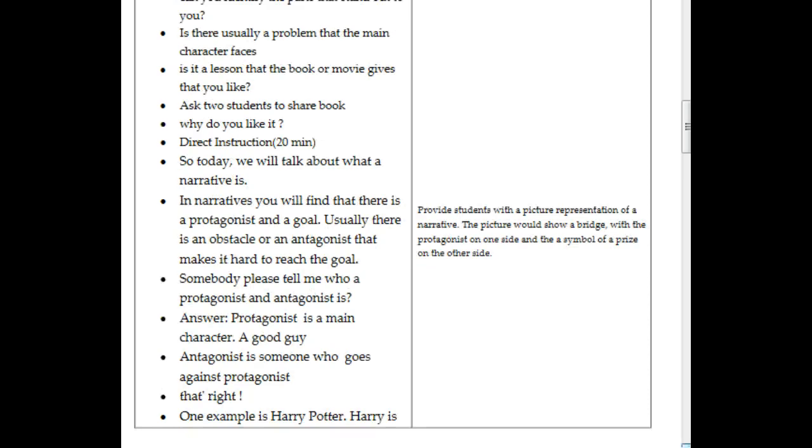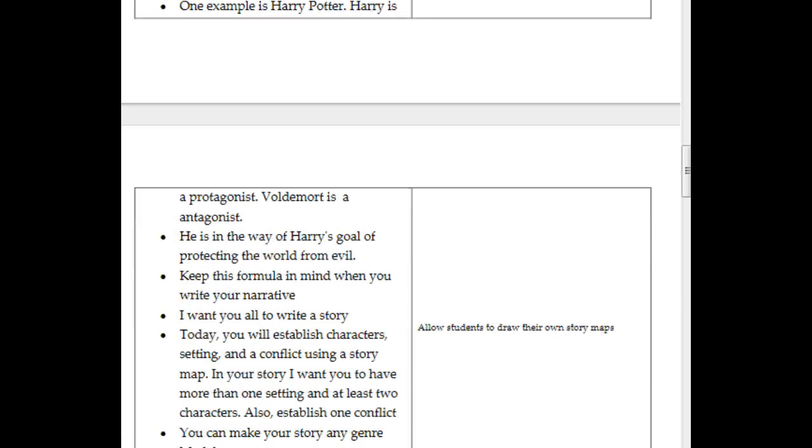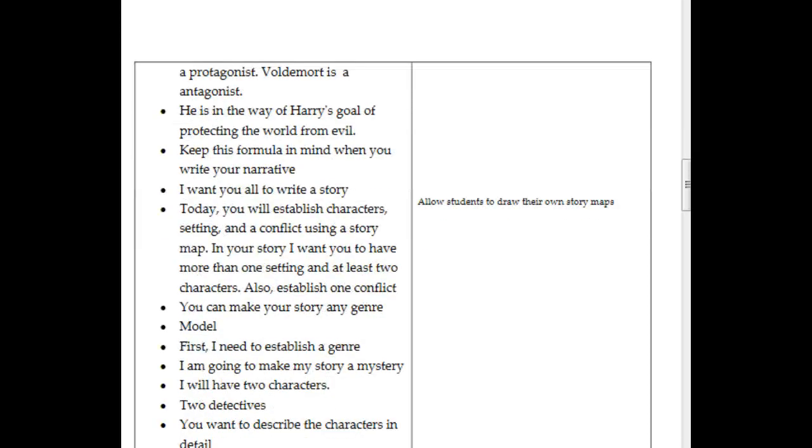All right, so you move into what is a protagonist and an antagonist, and that's good. And then you use a really common example, Harry Potter, and that works, okay? When you say this, I want you all to keep this formula in mind when you write your narrative. I like the fact that you had that differentiation piece. Sorry, I cruised right by it.